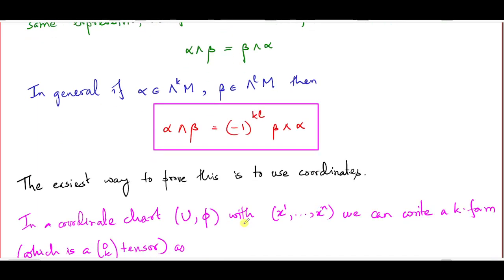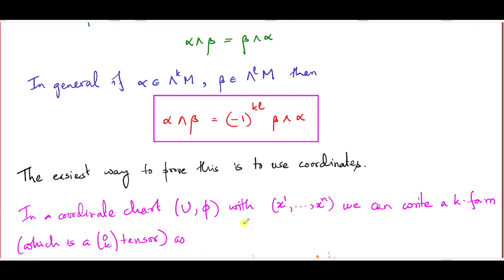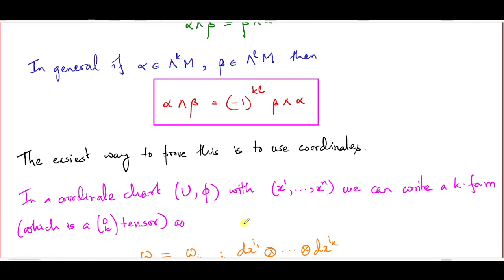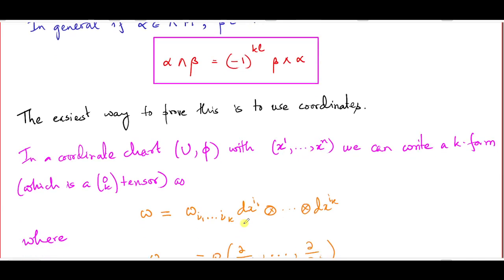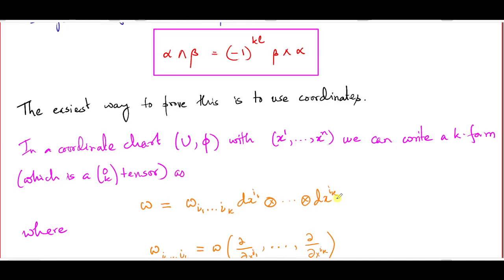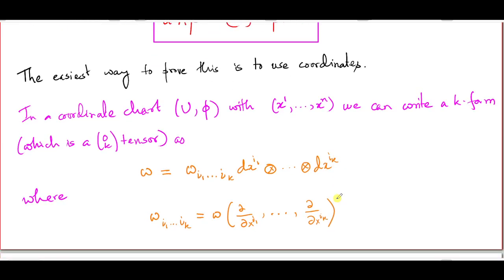So in a coordinate chart U, phi with x1 through xn as coordinates, we can write a K form, which is also a 0K tensor, in the following manner. Omega, this K form, is simply omega I1 through Ik times dx I1 tensor product with dx I2 tensor product with dx I3 and so on right up to tensor product with dx Ik. This is something you can do with any 0K tensor field. Now these component functions are simply given by omega acting on del del x I1, del del x I2 and so on all the way up to del del x Ik.